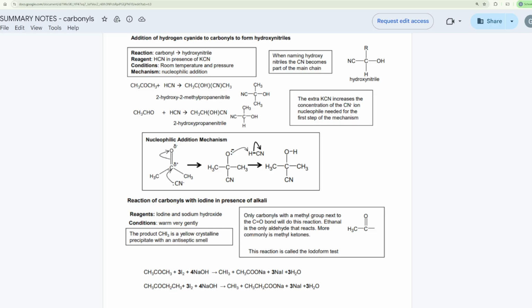Yep, makes sense. So the extra KCN increases the concentration of the CN- ion nucleophile needed for the first step of the mechanism. Okay, I understand. So one CN is for the addition, and the other is for the hydrogen on the hydroxide that's formed from the ketone group or aldehyde.